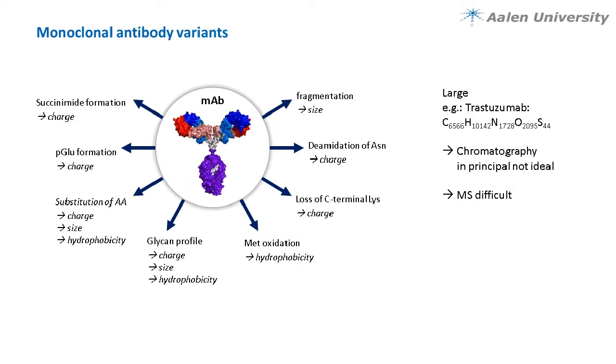But if you think about these huge molecules like trastuzumab, they're really difficult to separate by other systems, and mass spectrometry still is difficult on these huge molecules. But you will see that you can do a lot if you have done some separation, as with isoelectric focusing.